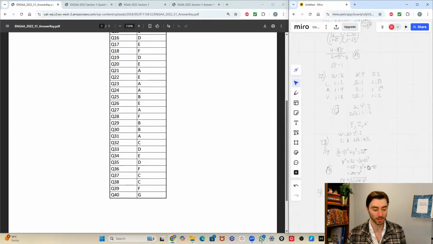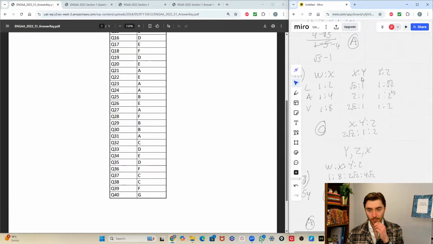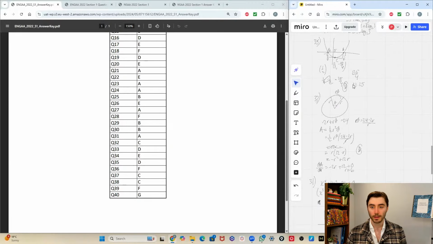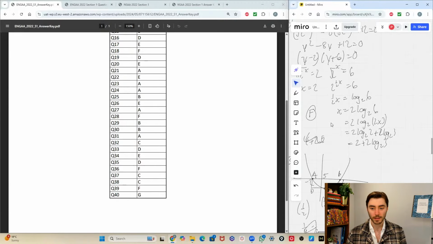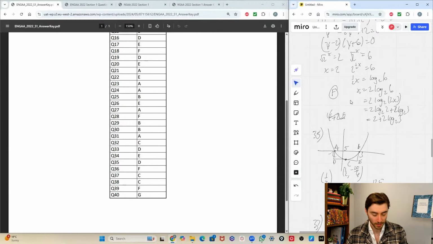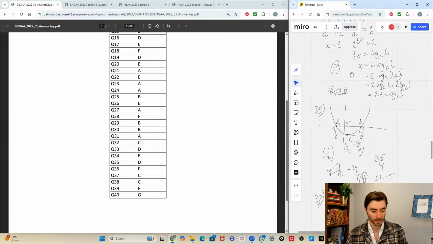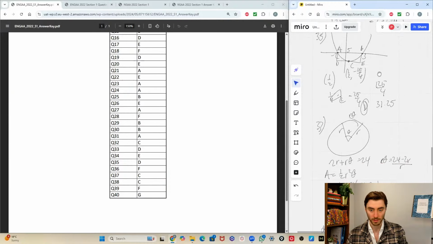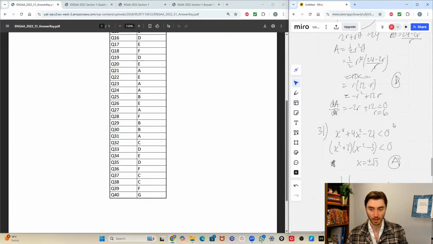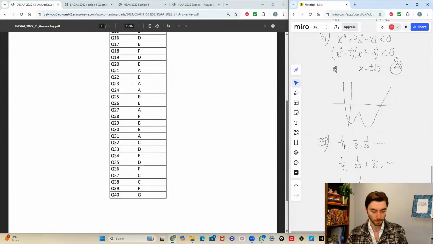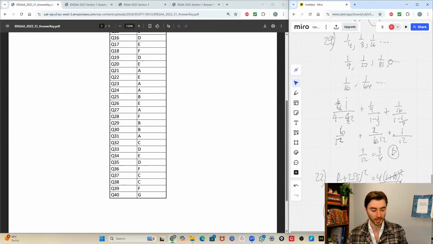Let me check the split times. So the first one I got done in 1:29, so perfectly on pace. I skipped in 11 seconds. This was 1:22. This was 1:17, 1:20, 1:44, so a little over, but perfectly fine.